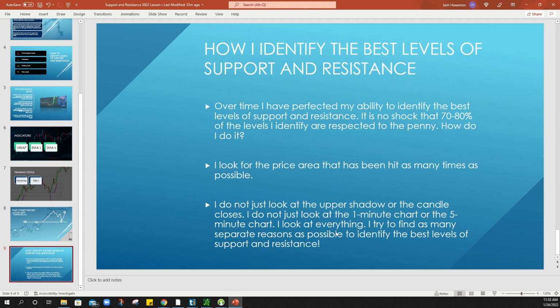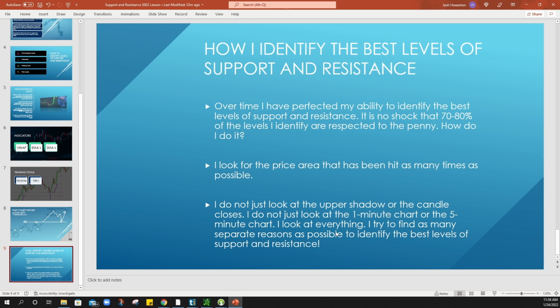I look at everything, every time frame, every indicator, tools, psychological levels, past chart history, every upper shadow, every close, everything. That's how I'm able to identify the price area that has the highest probability of being the strongest level of support and resistance. I try to find as many separate reasons as possible to identify the best levels of support and resistance. Just like when trading, guys, we need to have multiple separate reasons to take a trade.